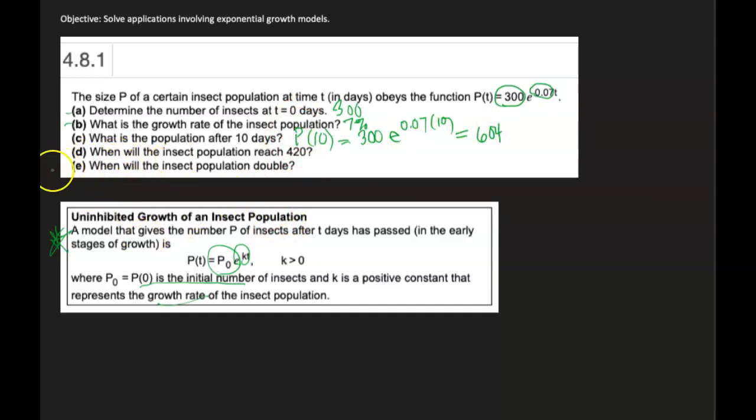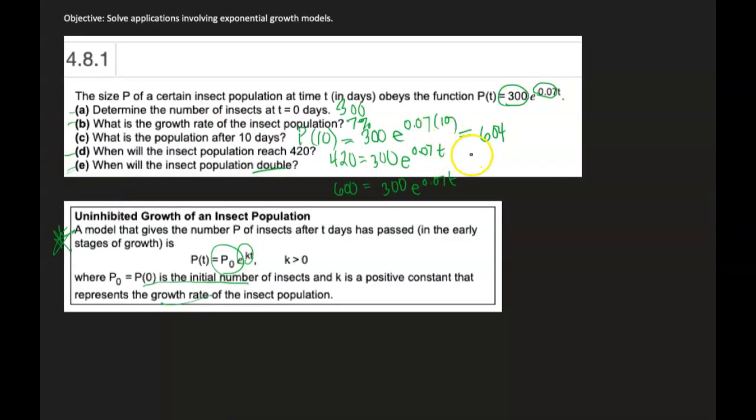These two questions both ask when will. So in this case, we're looking for a T value. We know the population size, but we don't know what T equals. So I would say something like 420 equals 300 e to the 0.07 T, and I'd solve that equation. I could do something similar for part E. I could say 600 equals 300 e to the 0.07 T. And you might ask, why did I pick 600? That's double the initial population. Double 300 is 600.